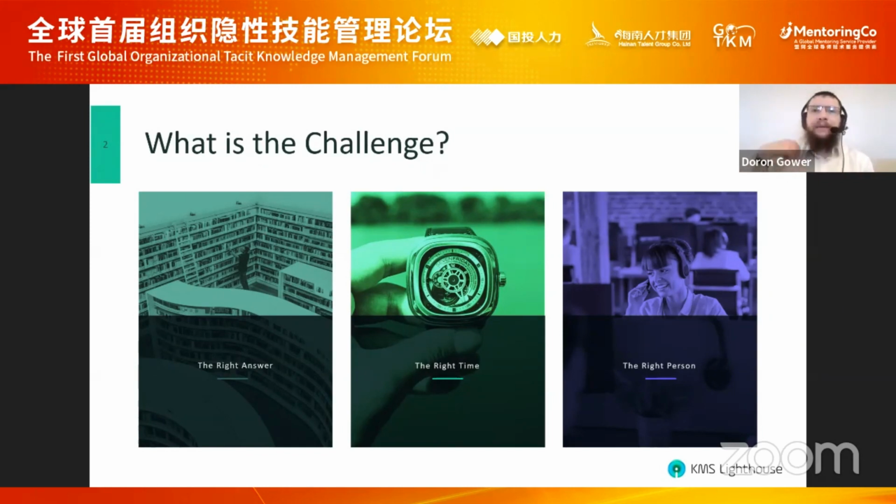And that's what a lot of the sessions that we've had today, and that we're continuing to have within this forum, are speaking about: how can we capture that tacit knowledge within the organizations and make it something actionable, so that we can then resolve these challenges.